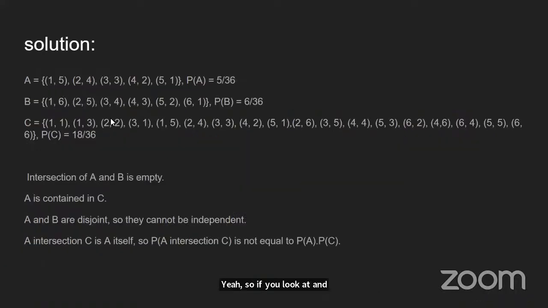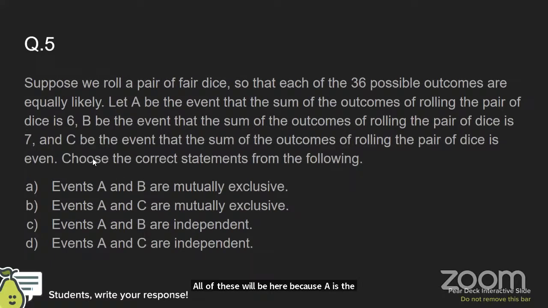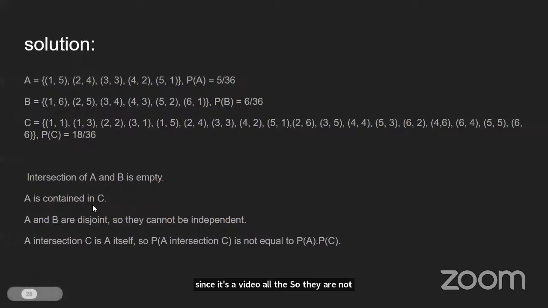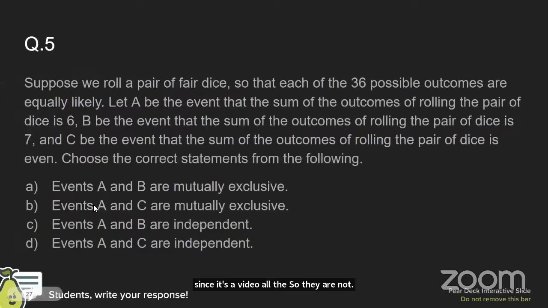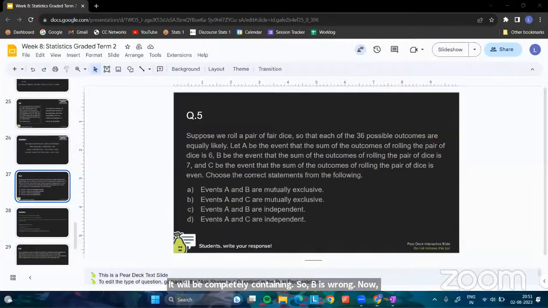Yeah, so if you look at A and C, there are many in common. 1, 5 is here, 2, 4 is also here. All of these will be here because A is the event that the sum is 6 and C is the event that it's even. And since 6 is even, all the outcomes in A will be in C. So they are not mutually exclusive. A will be completely contained in C. So B is wrong.